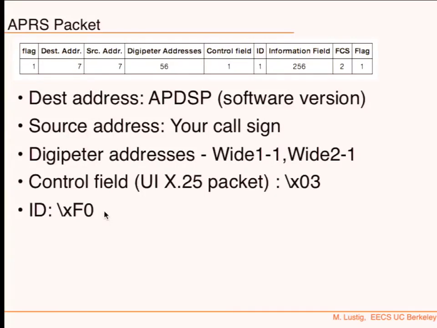So for WIDE1-1 and WIDE2-1, would you send WIDE2-1 alone, or would you send WIDE1-1? No, I think you need WIDE1-1, WIDE2-1. I'm not 100% sure. If you send WIDE1-1, it will digipeat it once. If you send WIDE1-1, WIDE2-1, it will digipeat it twice. That's pretty much it. What's the delimiter you use to separate WIDE1-1 and WIDE2-1? Comma.